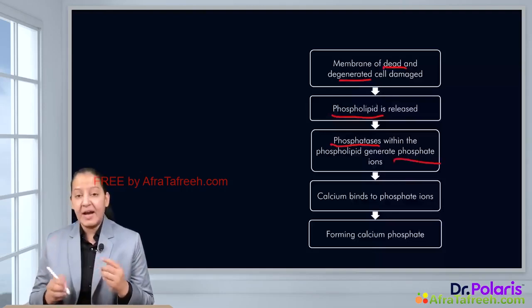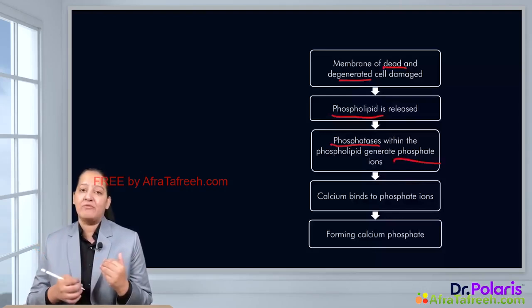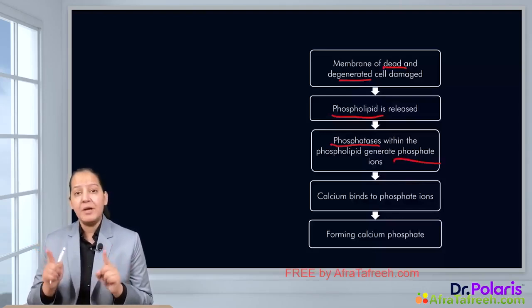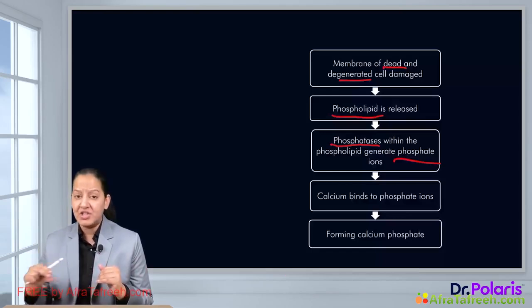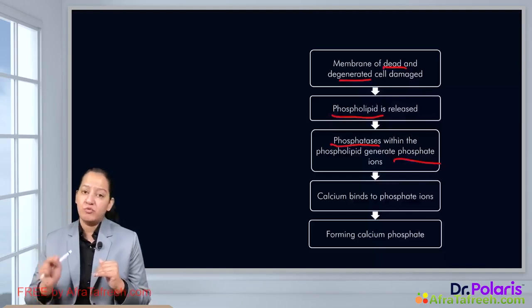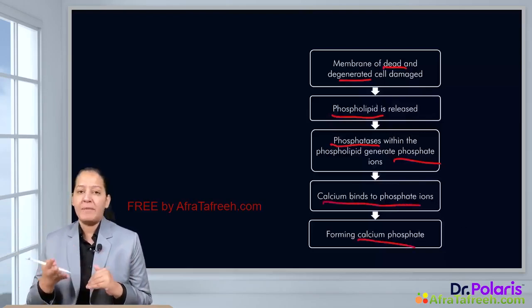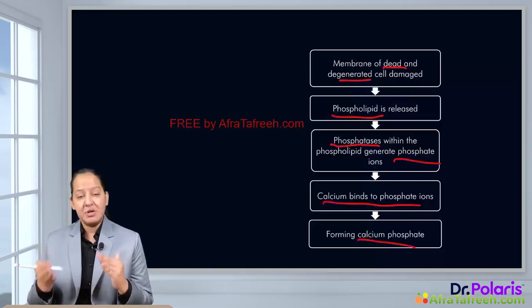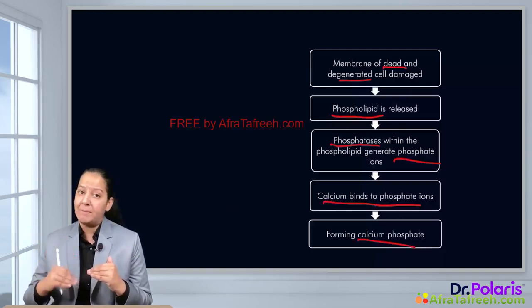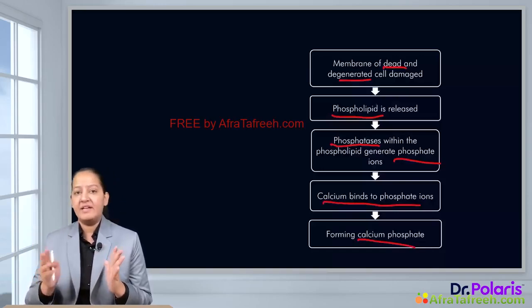This free phosphate ion tends to attract calcium from the blood. Calcium tends to bond with phosphate and form calcium phosphate, right? So if phosphate is present in any tissue, the calcium from the blood will leave the blood and get deposited in that tissue to form bonds with the phosphate and form calcium phosphate. That's why the calcium levels, even on being normal in the blood, get deposited in dead and degenerated tissue.